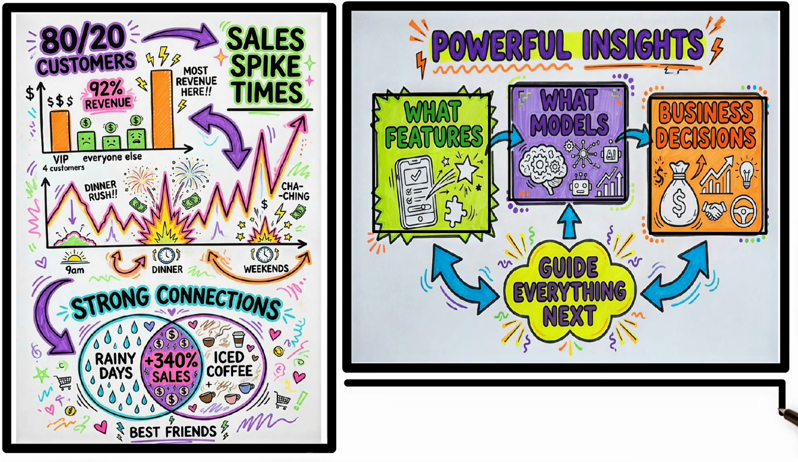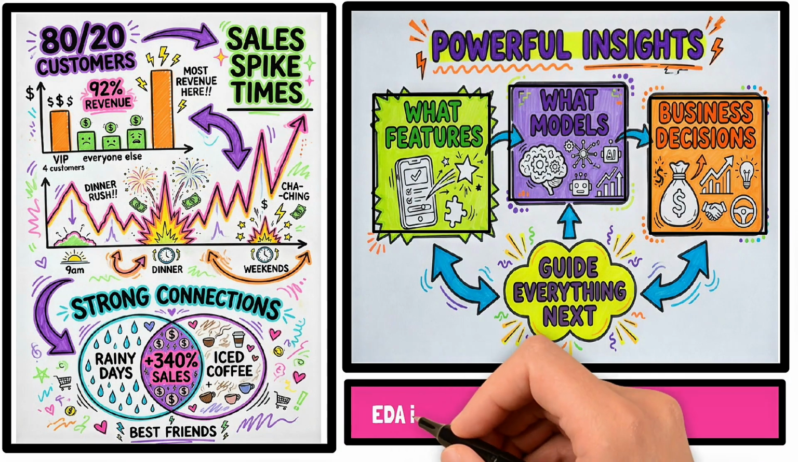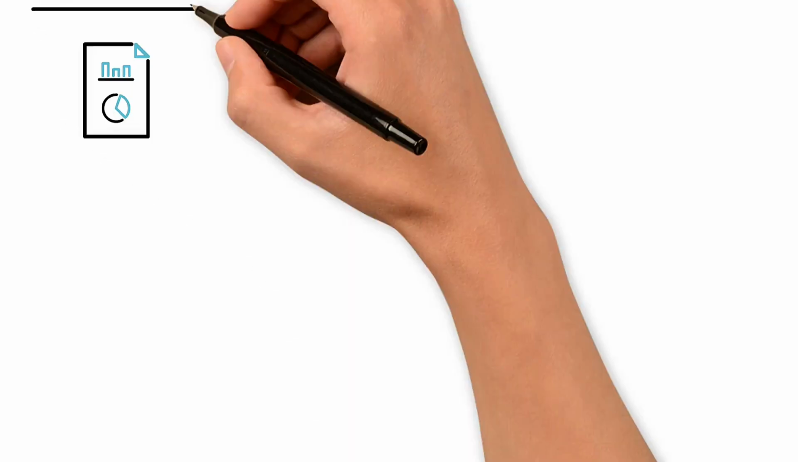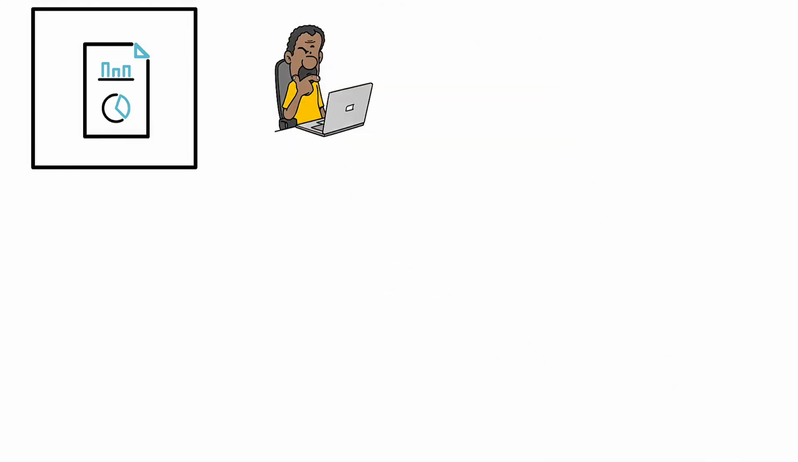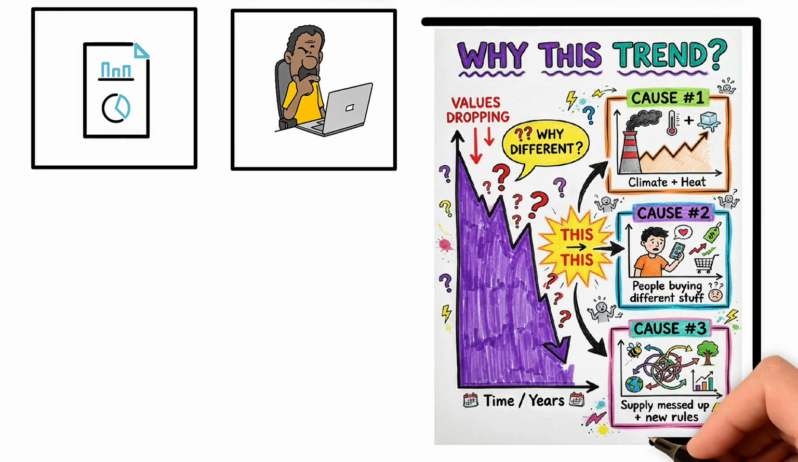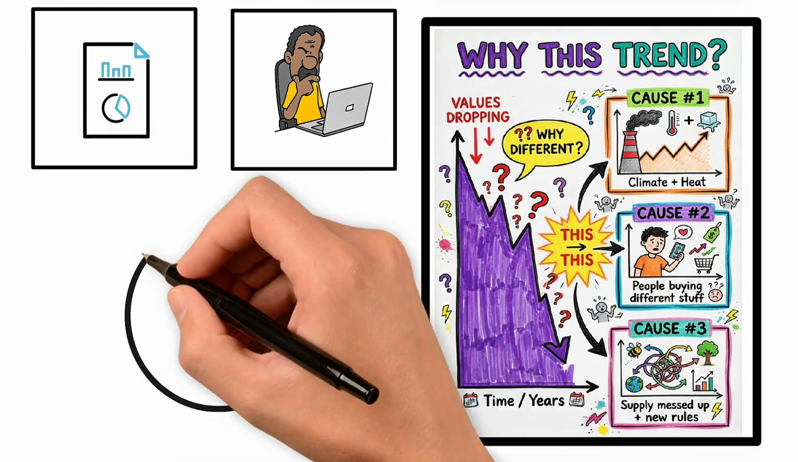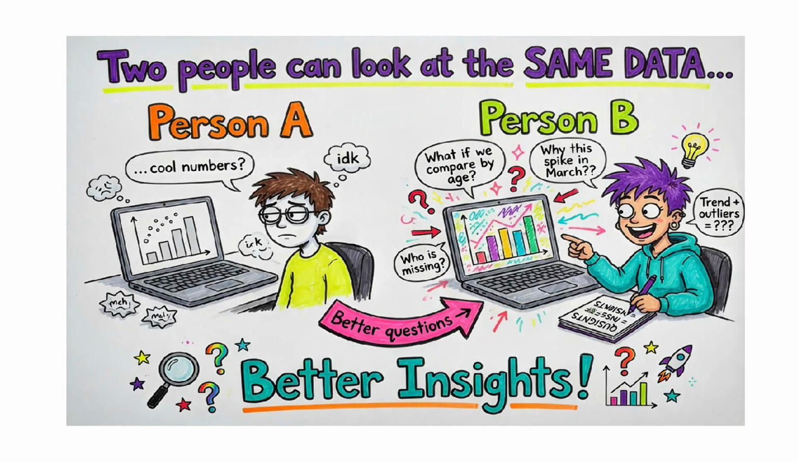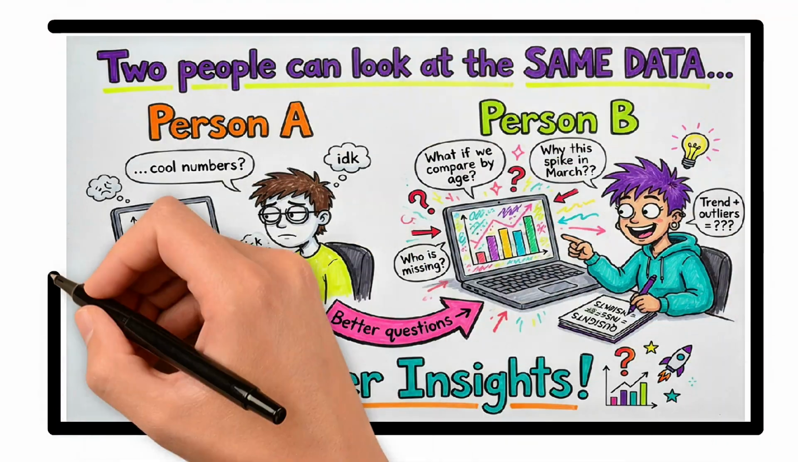But here's the part most people miss. EDA is not just technical, it's investigative. You're not just running charts, you're thinking like a detective. Why is this trend happening? Why are these values different? What's causing this pattern? The quality of your analysis depends on the quality of your questions. Two people can look at the same data, but the one who asks better questions will always find better insights.